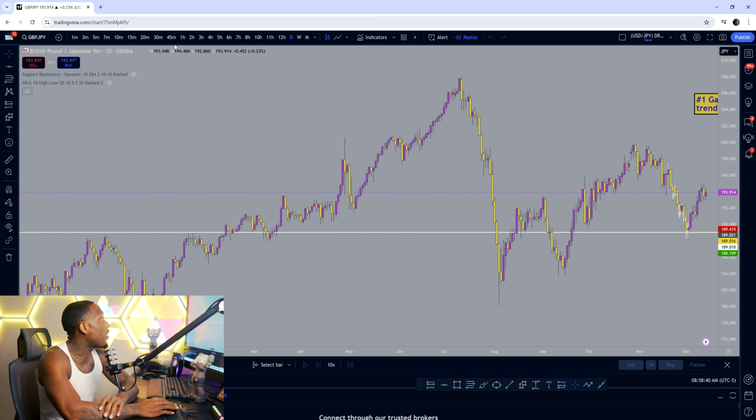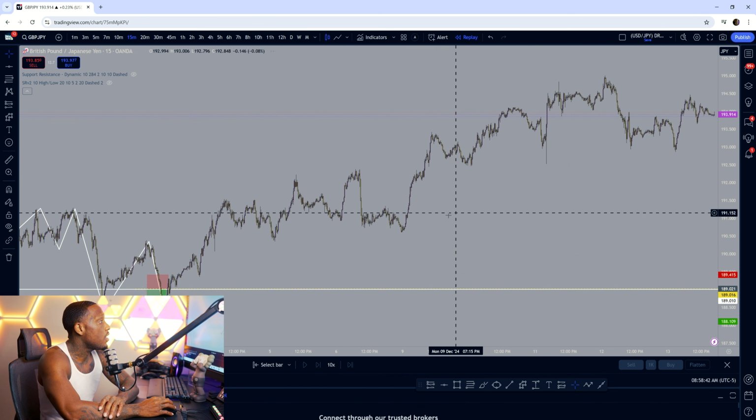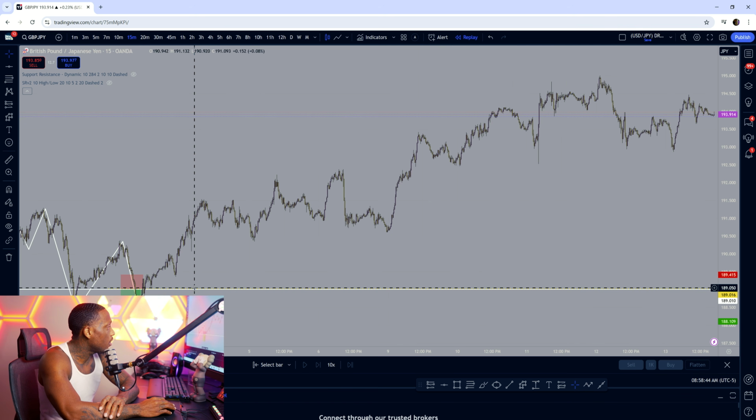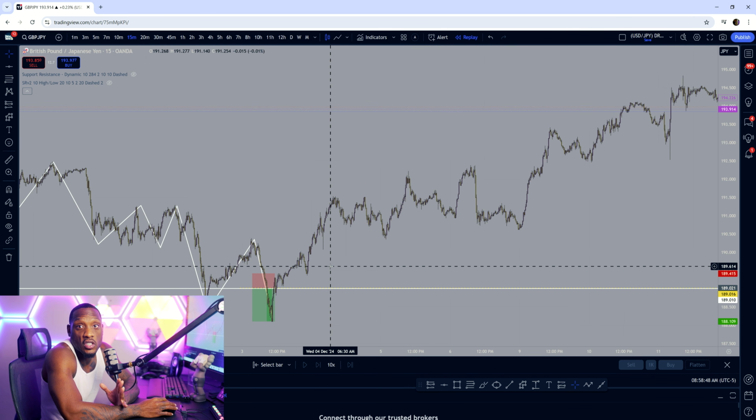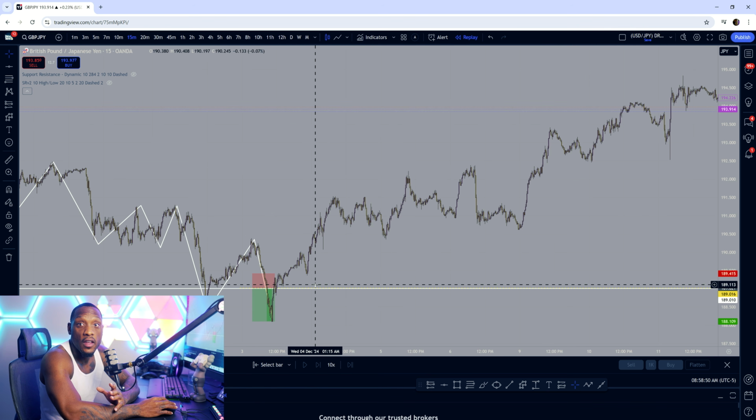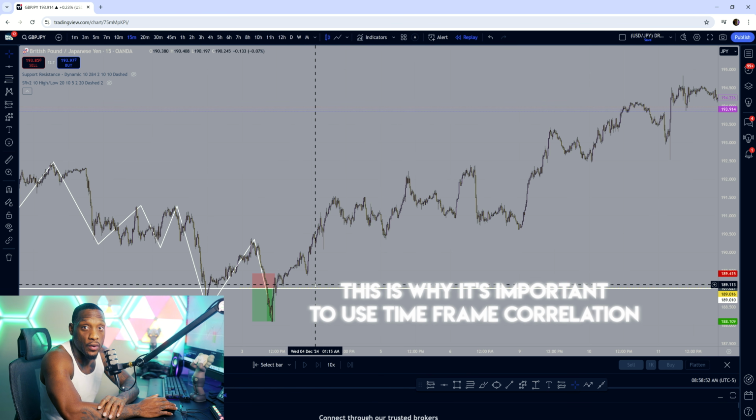Now, think about the possibilities on this 15-minute time frame if you did take the buy. Look at that. We would have been so fixated on taking a sell, we wouldn't have even been paying attention to the higher time frame bias. And again, this is why it's important to use time frame correlation so you can avoid simple mistakes like this.